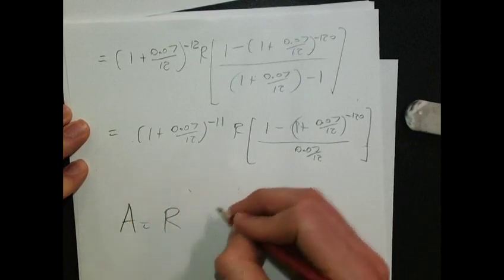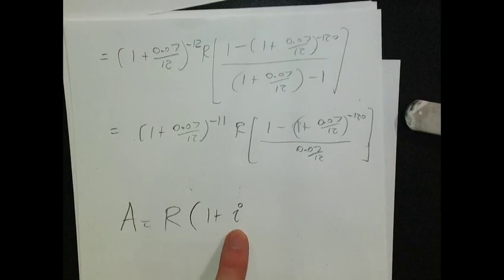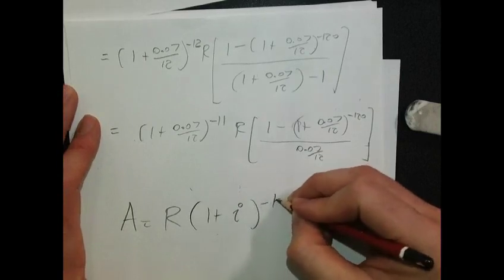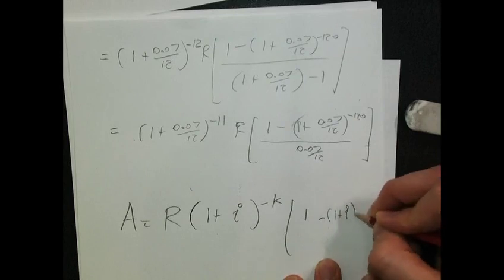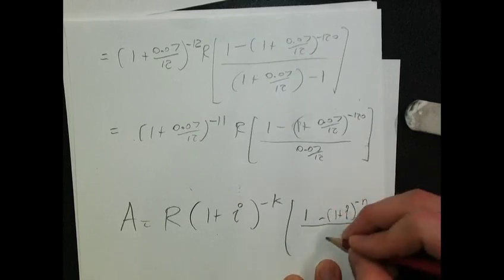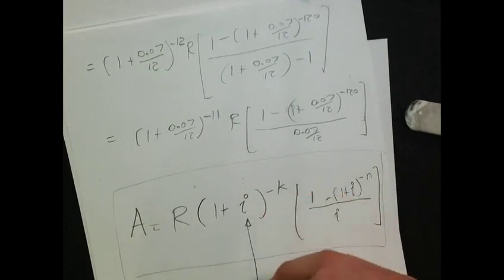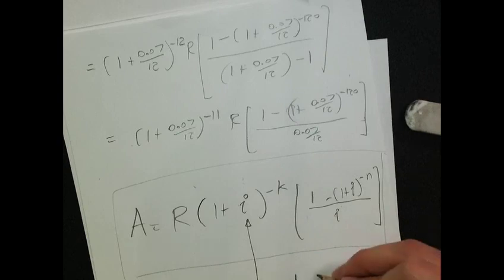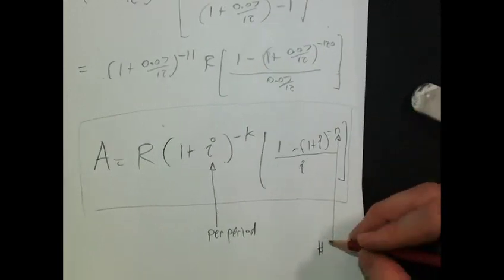So this ends up being what the formula is. So A equals R times 1 plus the per period interest rate, okay, so that i there has already had the divided by 12 done. That's the per period interest rate. One minus one plus i to the minus n over i. That's the formula. And this is per period, so that means it's already had the divided by 12 done, and this n is not the number of years; it's the number of periods, number of payments.